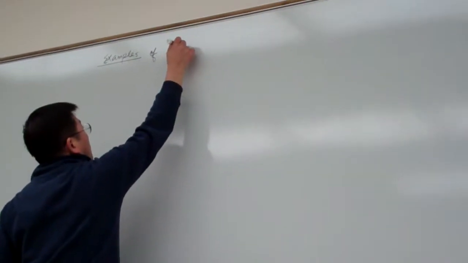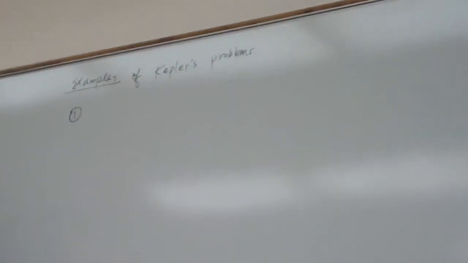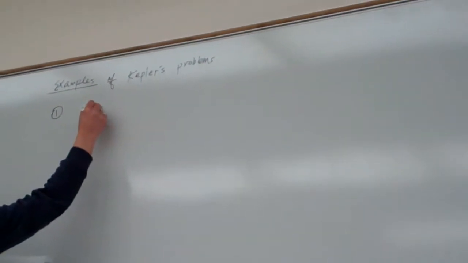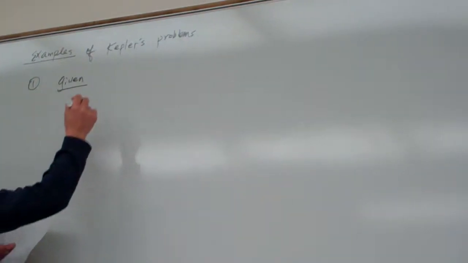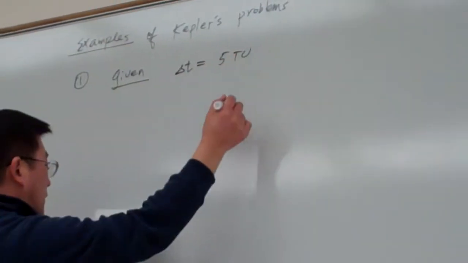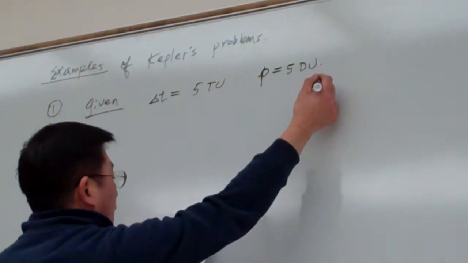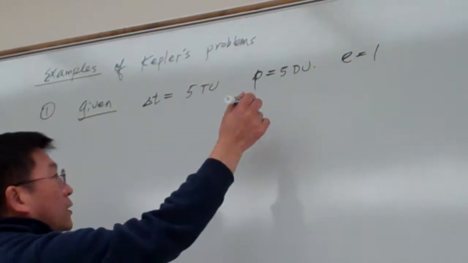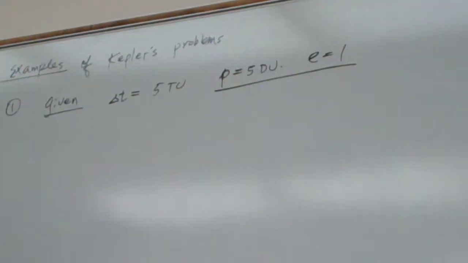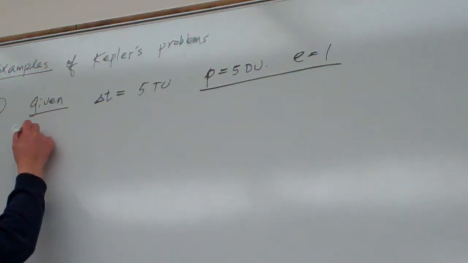of Kepler's labyrinth. And the first one is we are given delta t, the time of flight, equal to 5 TU, and p equal to 5 DU, and e equal to 1. So we are given the type of the orbit, 2 orbital elements, we can determine everything.